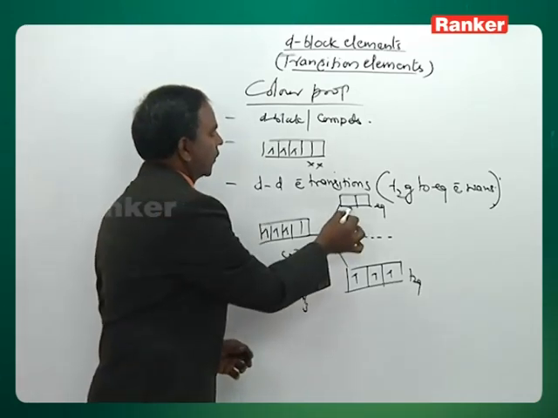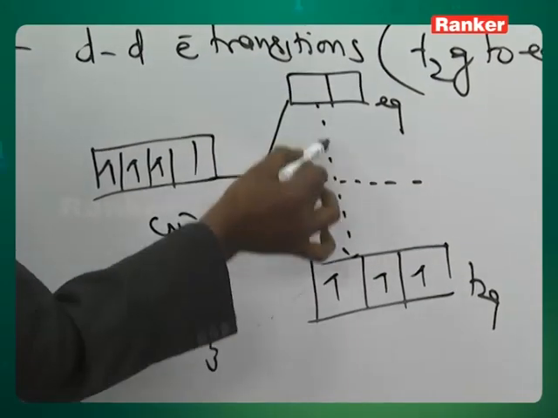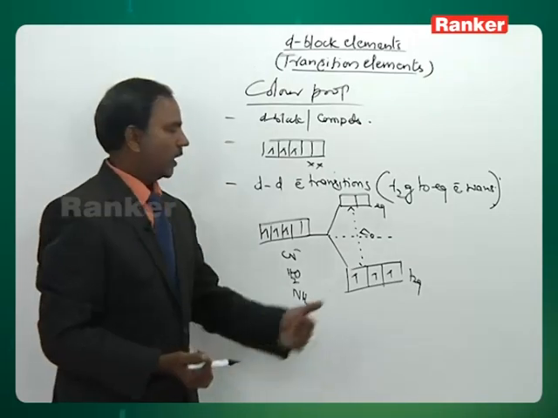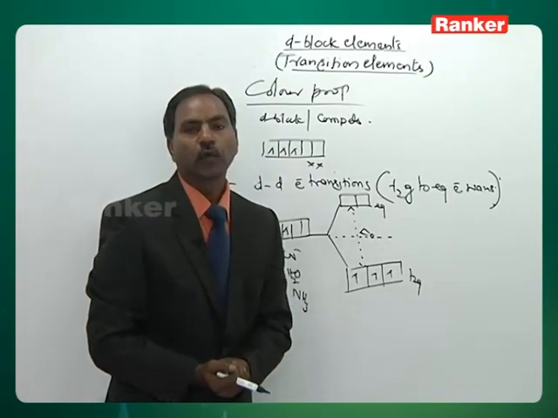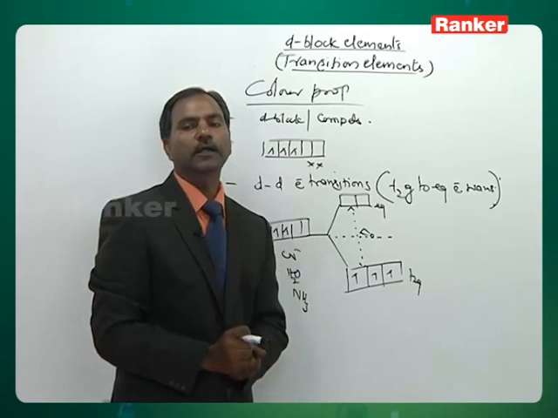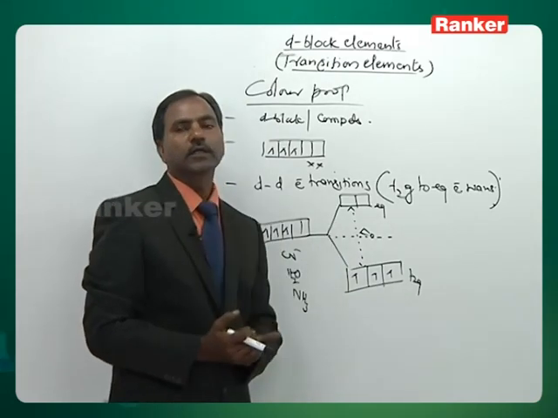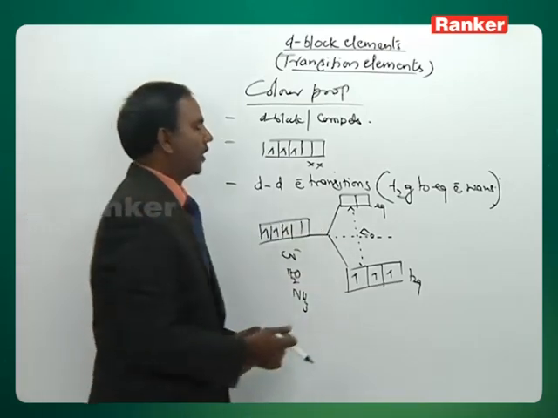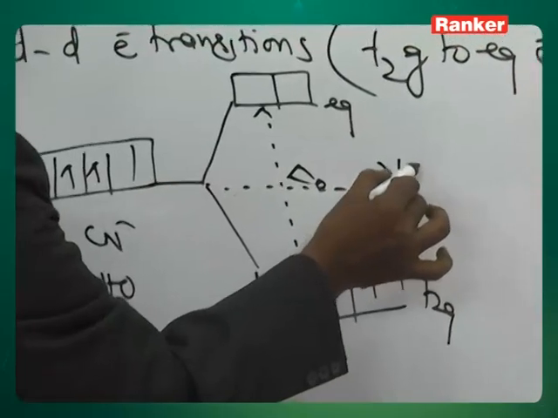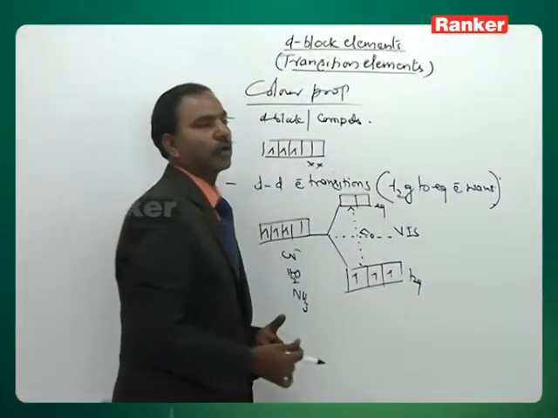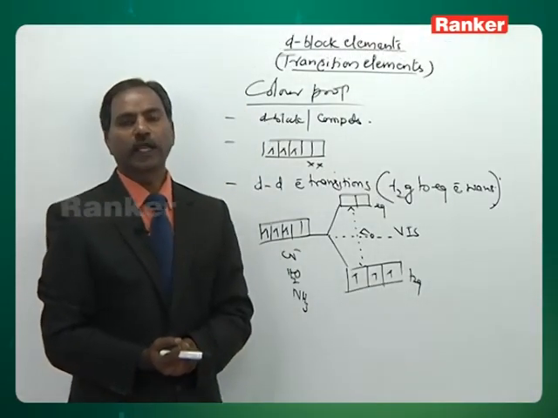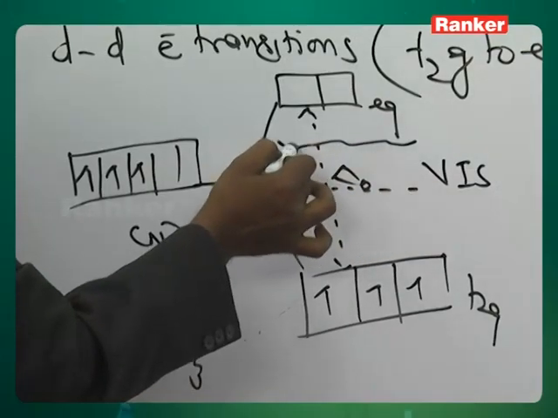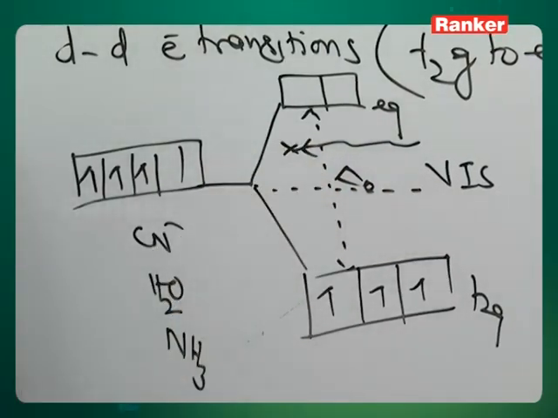Next, the energy difference between these two energy levels is very small. That is represented as delta O. Delta stands for energy difference, and O stands for octahedral geometry. The splitting of orbitals in octahedral geometry is like this, t2g and eg. The energy difference is more or less equal to the visible region of light. Now, a color from this visible region of light is absorbed. Imagine X color is absorbed.